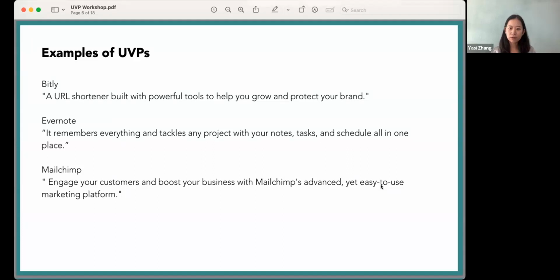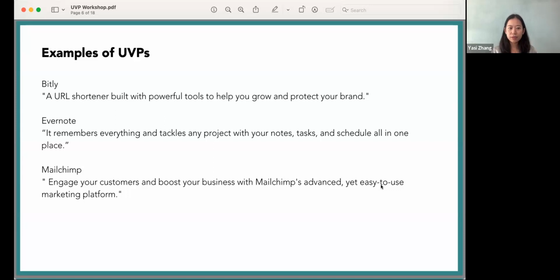And the second one is Evernote. Even though Evernote has a lot of features and is a very powerful tool, essentially, after reading its UVP, it says: remember everything and tackle any project with your notes, tasks, and schedule all in one place. So you understand it within 5 seconds, easy to understand. It tells you the benefits and the results you can get: organize all your notes, tasks, and schedule all in one place.